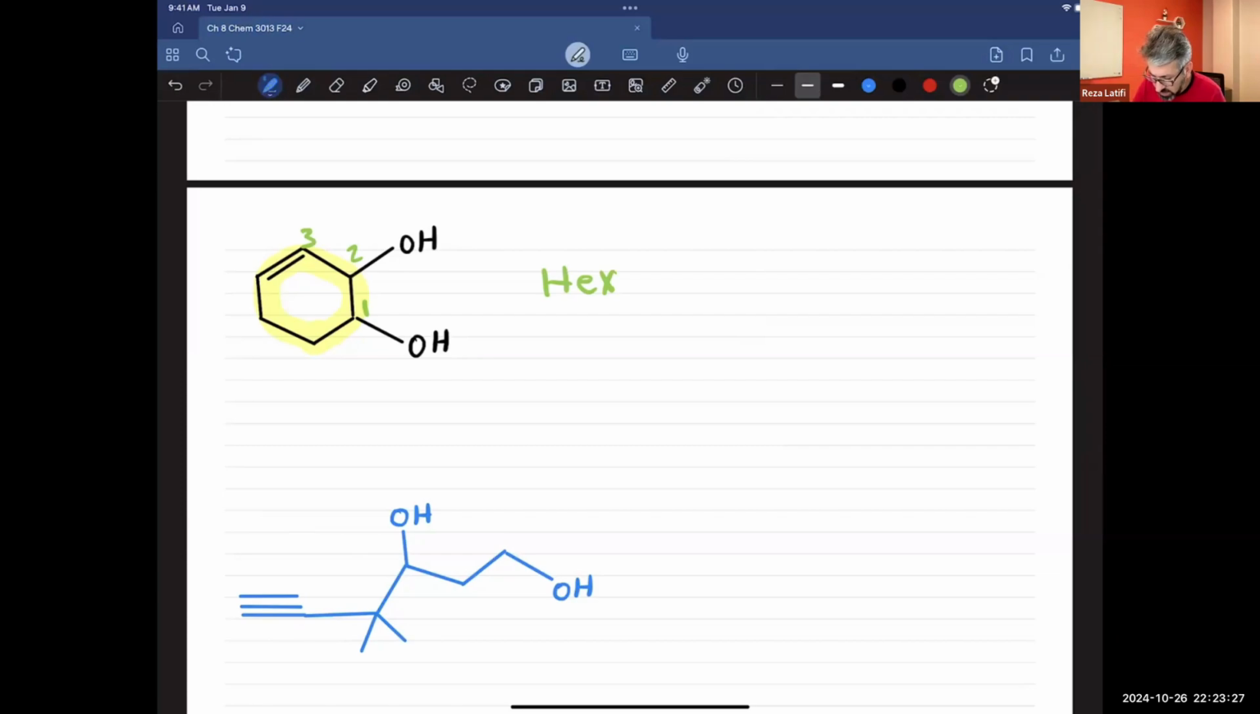Forgive me, I have a cyclic compound, so I should say cyclo. So it's going to be cyclohex. On the third carbon, I have a double bond, so I go ene. On the first and second, I have two OHs, so diol. So it will be cyclohex-3-ene, to show the position of the double bond, and 1 and 2 show us the position of the OHs.